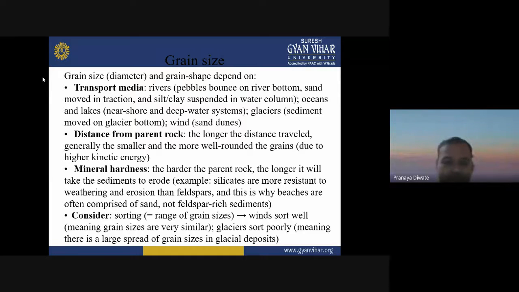Then mineral hardness. The harder the parent rock, the longer it takes the sediment to erode. For example, silicates are more resistant to weathering and erosion than feldspar, and this is why beaches are often composed of sand, not feldspar-rich sediment. Then sorting: wind sorts well, while glaciers sort poorly. There is a large spread of grain size in glacial deposits.